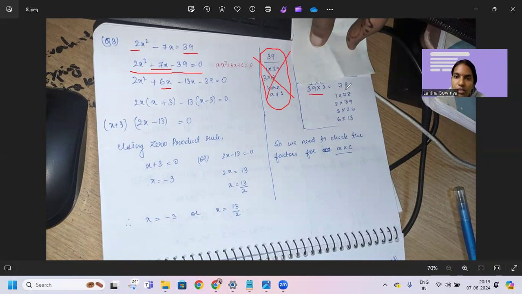Now 39 twos is 78. Now let's find out the factors of 78. 1 into 78, 2 into 39, 3 into 26, 6 13s is 78. Now I need the difference of 7, I mean, I need to get the number 7. I need to take 1 plus and 1 minus. It is usually plus and minus most of the time.